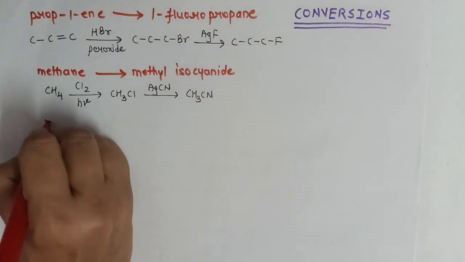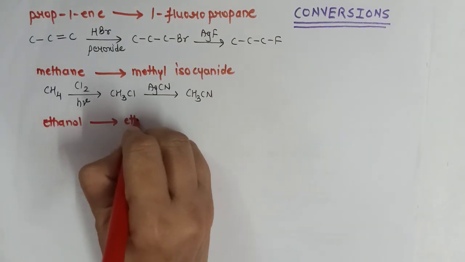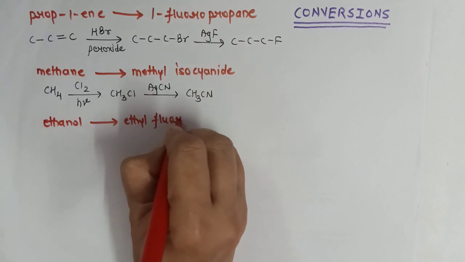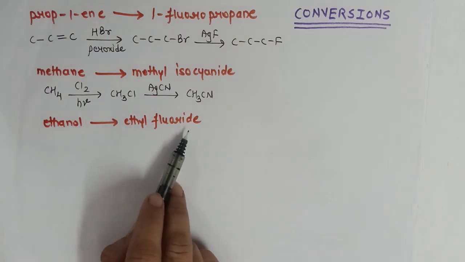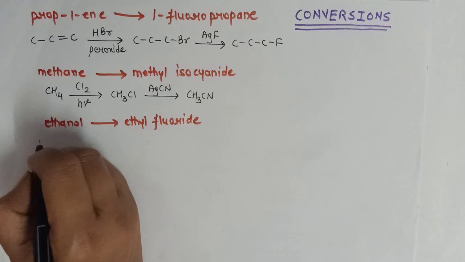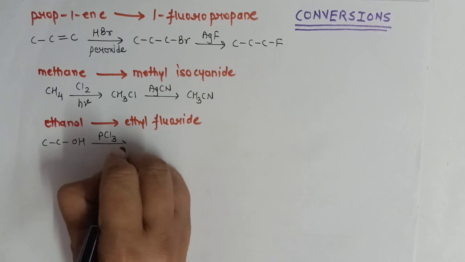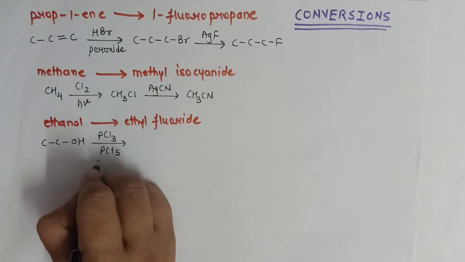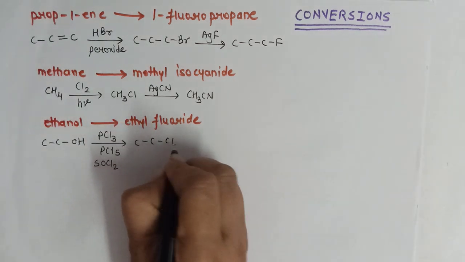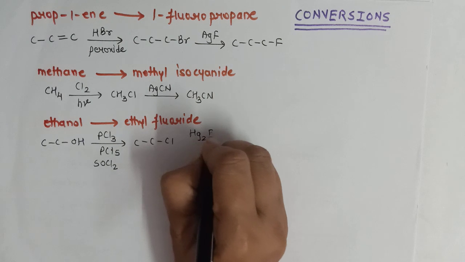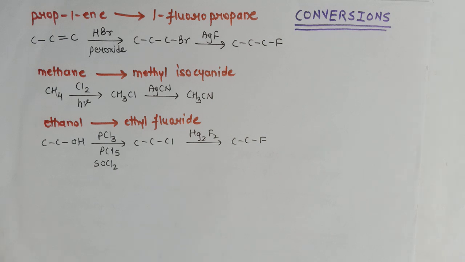Third one, ethanol to ethyl fluoride. Again, fluoride cannot be introduced directly, we need halogen exchange method. So first of all, ethanol we can treat with either phosphorus trichloride or phosphorus pentachloride, or the best is thionyl chloride, the Darzens process, where we will get chloroethane, and then by using metal fluorides, fluorine can be introduced. So we have got our required product.